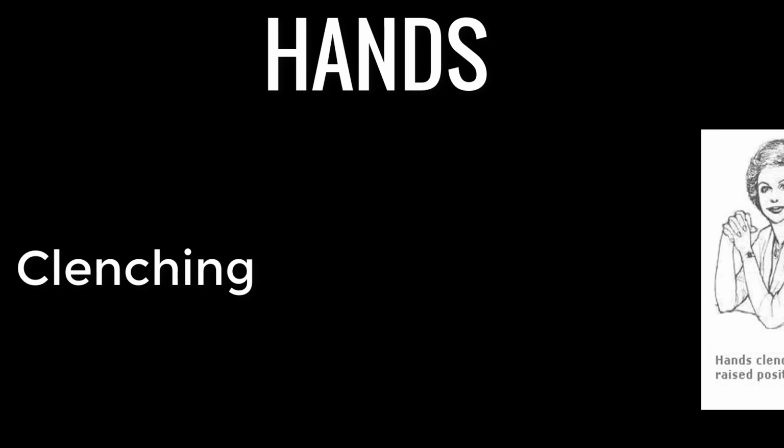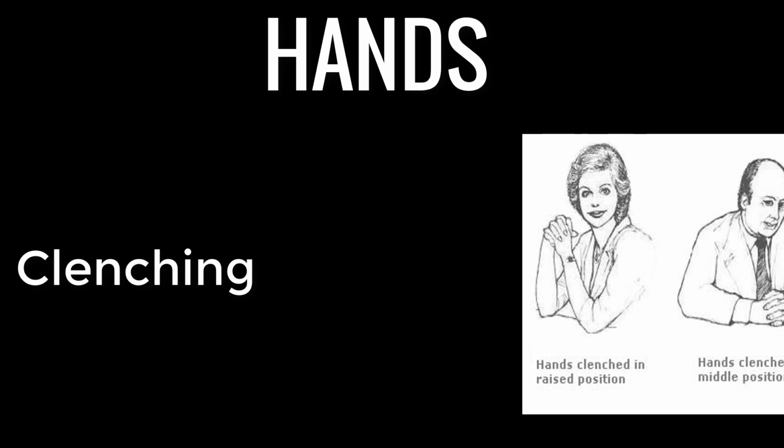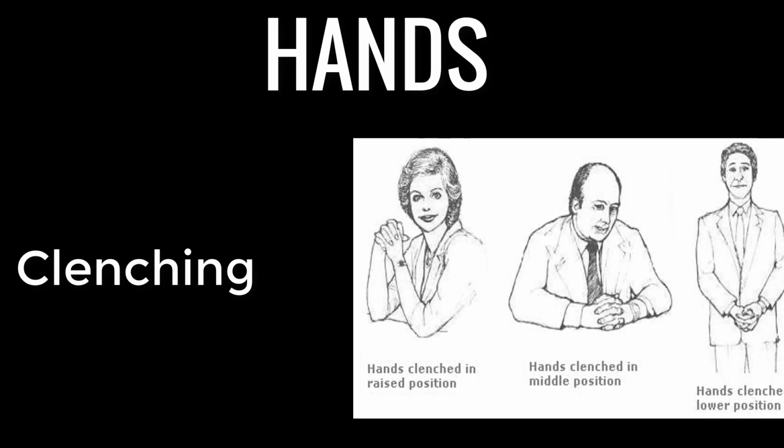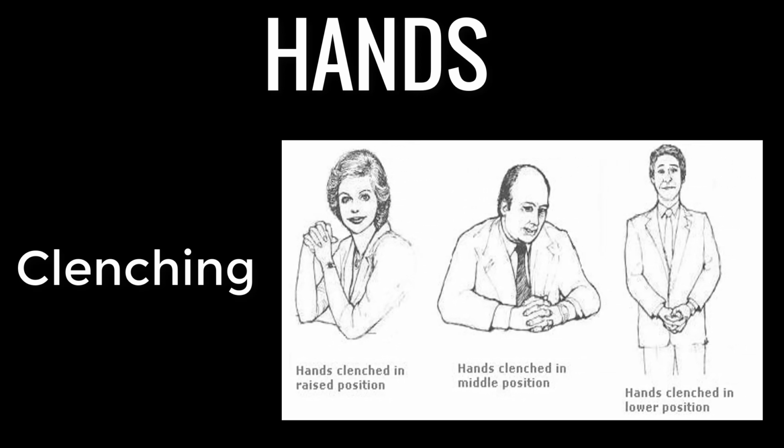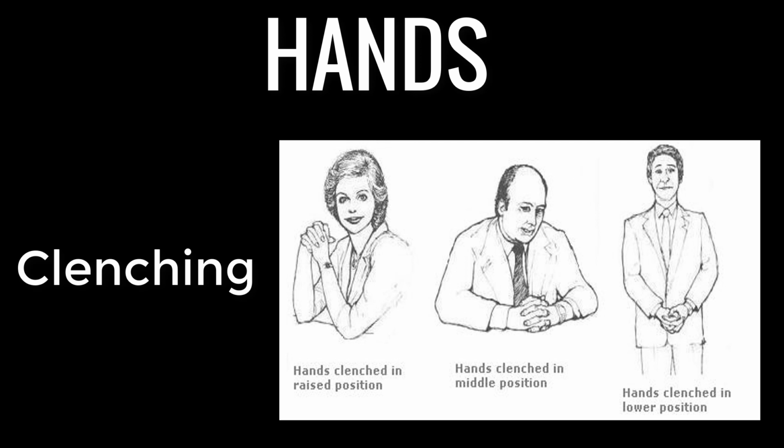Last but not the least, this is your hands clutching and steepling hands. If we talk about hands clutching, it is proof that the higher the clutching, the stronger the negative thoughts of the person. As you can see from these three examples.